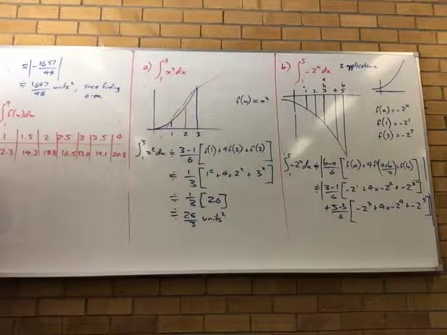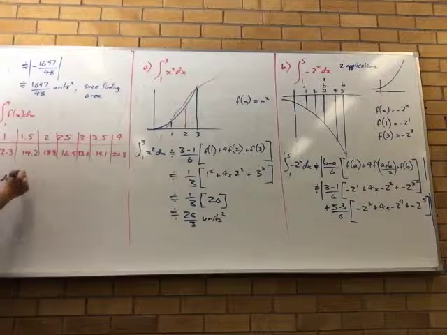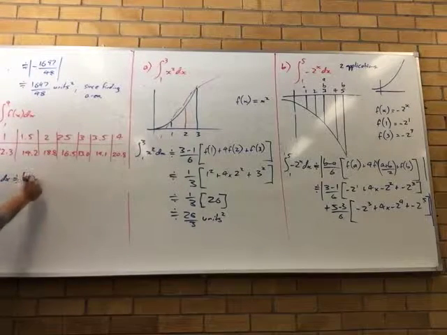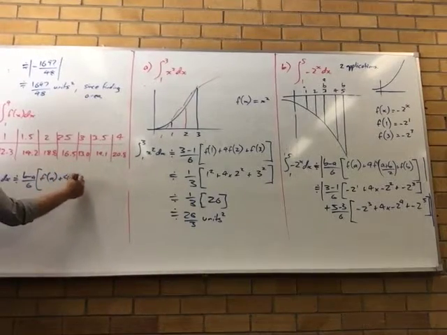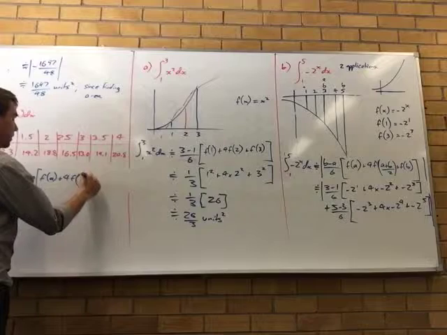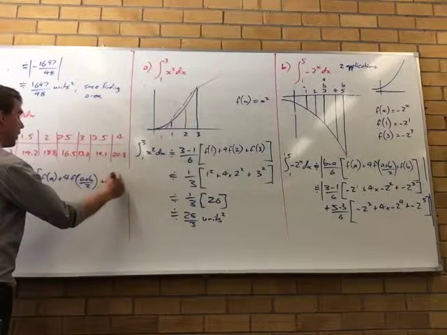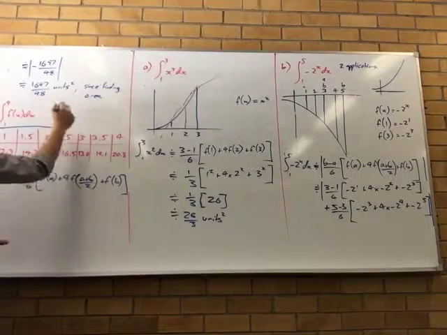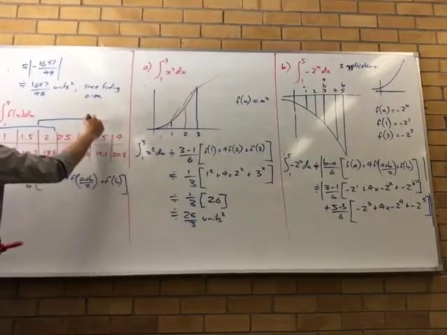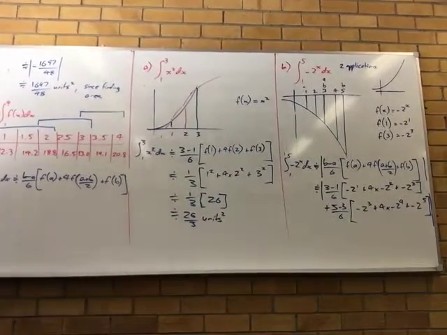Okay, so the integral from 4 to 1 of f of x dx is approximately equal to b take away a over 6, f of a plus 4 lots of f of a plus b over 2, plus f of b. So one application uses 3 functional values. So you're going to do this, then this, then this. In other words, they share an endpoint.